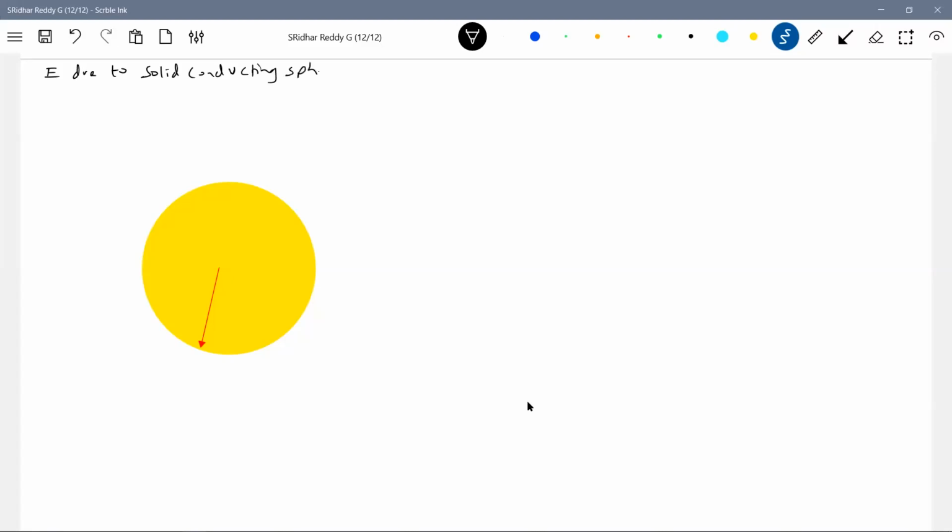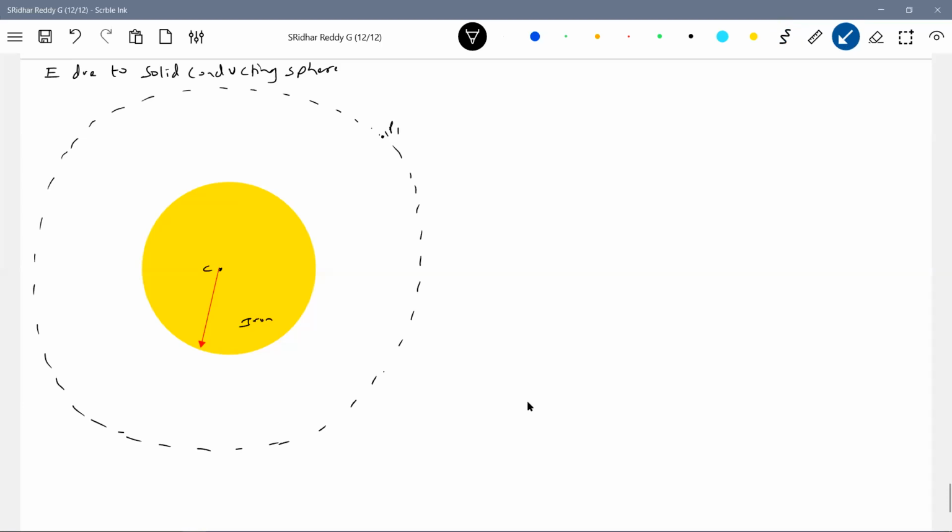Solid conducting sphere. In a simple way, I'll write it as iron. This is the center. Now I want the field strength at point P1. For that, I'll assume a Gaussian surface. When you give a charge to this iron sphere, where will it reside? What is this dotted one? It's a Gaussian surface.